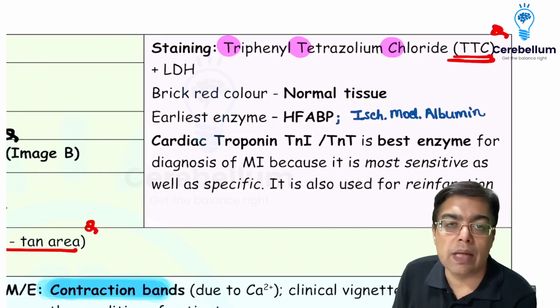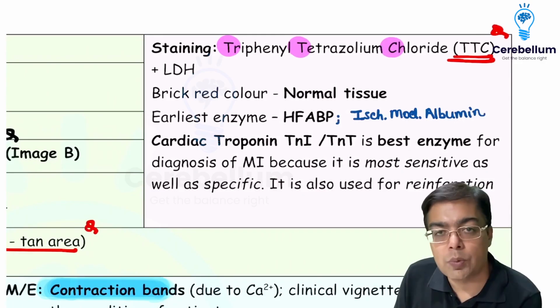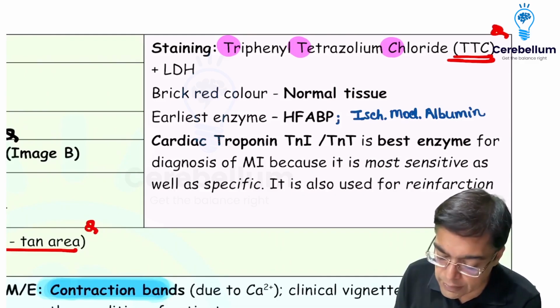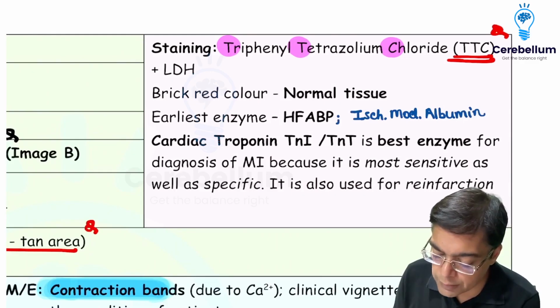When this reacts with the lactate dehydrogenase enzyme, it is going to be responsible for causing a brick red color to the normal tissue. It causes pale yellow appearance of the gross tissue of the infected area. Second thing that we need to remember over here is with respect to the different types of enzymes.